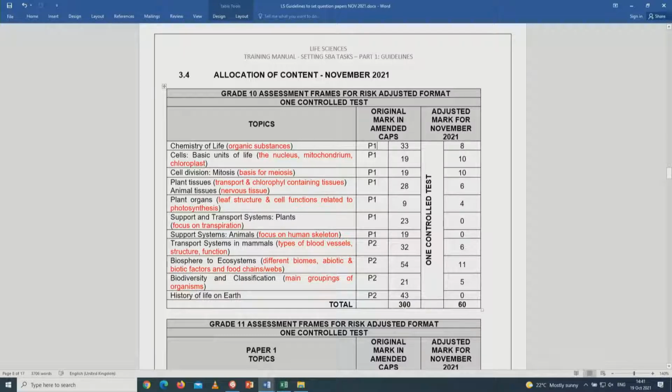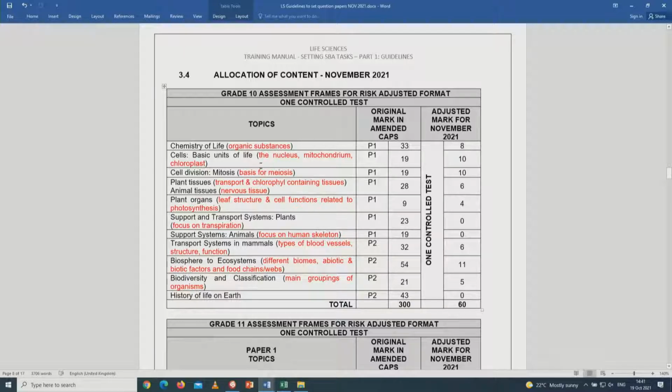Why do I say 300? Because it's now 2 papers combined in 300 marks. Yes, if you're going to write 2 papers, you will split it up, 150, 150. But just to show you where we got the marks for the test, we had to show you this. So these marks were converted for each topic for the risk-adjusted test of 60 marks.